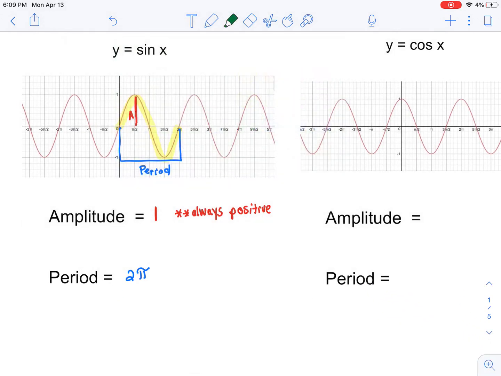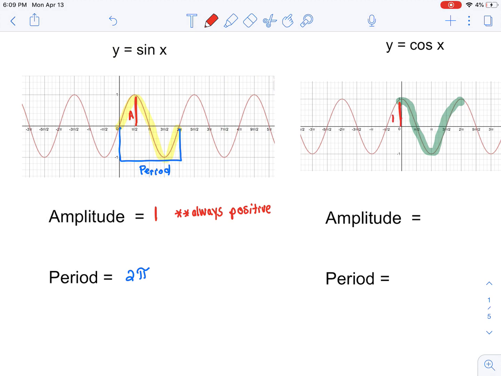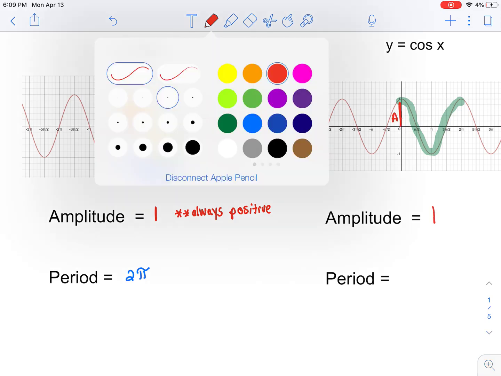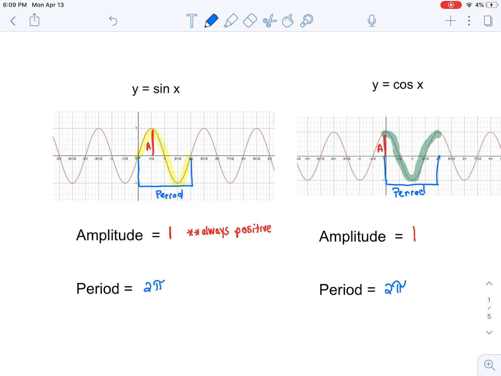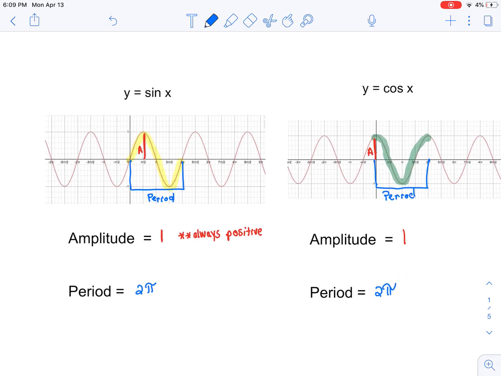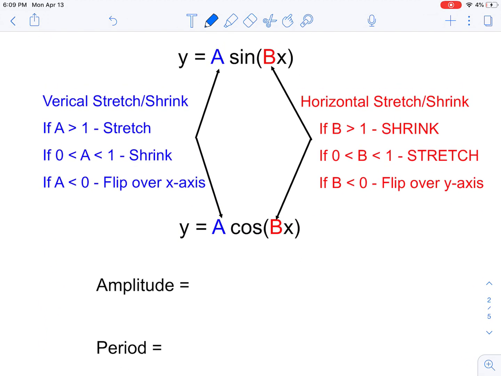Cosine looks like this. We have an amplitude here of 1, and we have a period here of 2 pi. So you're always thinking back to our parent graph of sine and cosine. Now we're going to add a vertical stretch or shrink and a horizontal stretch and shrink.